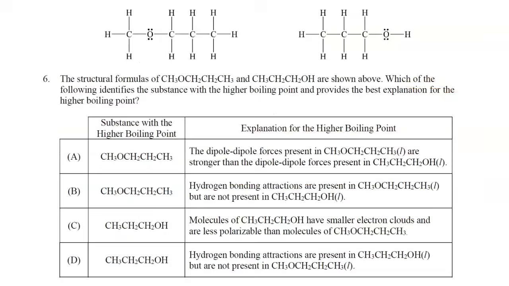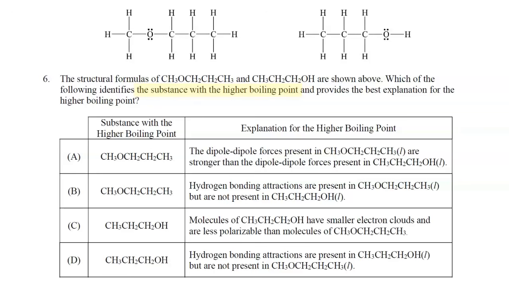Now, let's take a look at question 6. In question 6, it says the structural formulas of two different compounds are shown above. Which of the following identifies the substance with the higher boiling point and provides the best explanation for the higher boiling point? So the first thing I'm going to do is classify each of these molecules to decide if it's polar or nonpolar.